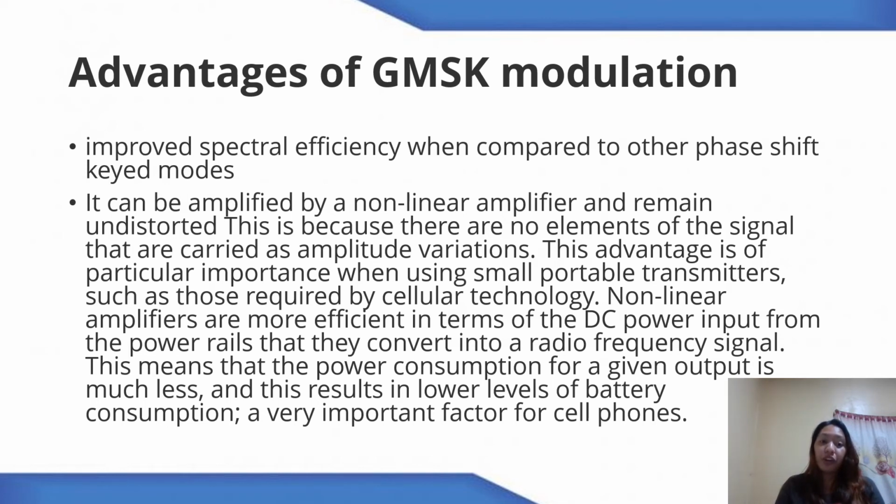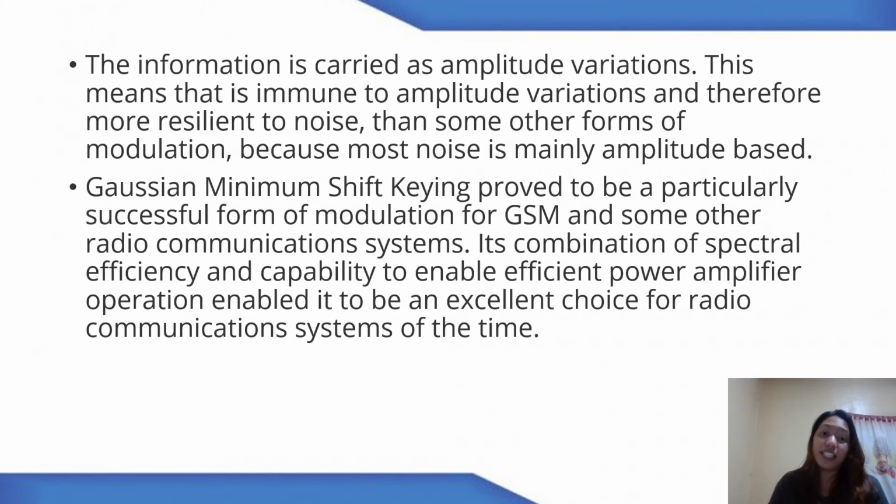Nonlinear amplifiers are more efficient in terms of the DC power input from the power rails that they convert into radio frequency signal. This means that the power consumption for a given output is much less, and this results in lower levels of battery consumption, a very important factor for cell phones. The information is not carried as amplitude variations. This means that it is immune to amplitude variations and therefore more resilient to noise than the other forms of modulation, because most noise is mainly amplitude based.